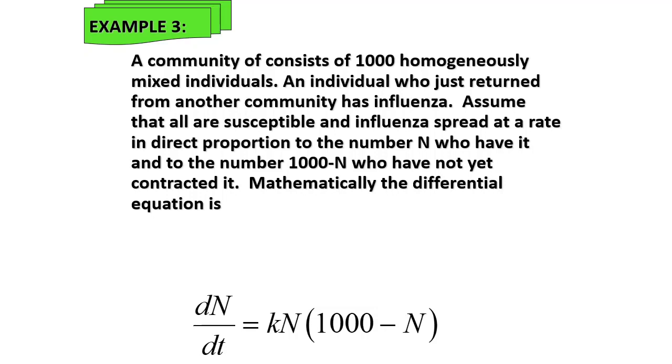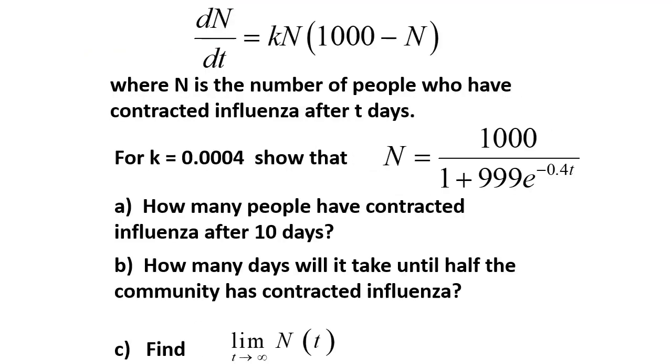A community consists of 1,000 homogeneously mixed individuals. An individual who just returned from another community has influenza. Assume that all are susceptible and influenza spread at a rate in direct proportion to the number n who have it and to the number 1,000 minus n who have not yet contracted it. Mathematically, the differential equation is given by dn over dt equals kn times 1,000 minus n. So in this case here, n refers to the number of people who have contracted influenza after 3 days.